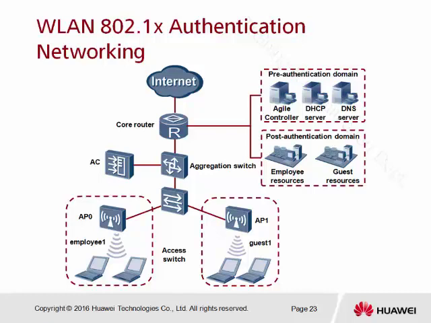So we have the pre-authentication domain and the post-authentication domain. We have two, the employee resource and also the guest resource. And these two resources are totally isolated. Then we have one core router which is connected to the internet. The AC we're going to connect to the aggregate switch. And now we have two APs. One AP we're going to connect to the employee and provide the wireless access, and another belongs to the guest.